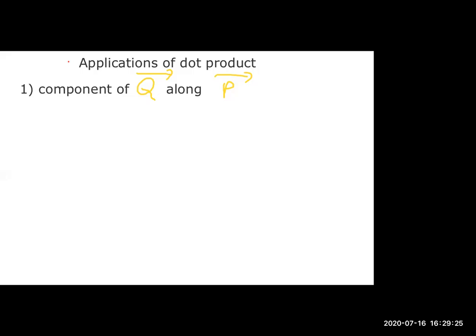Of dot products. First one, component of Q bar along P bar. So here, component of Q bar along P bar means I am taking two vectors here. One vector is P bar like this. The other vector I am taking as Q bar. I told you that they will be inclined with some angle theta. And now my target is resolving Q bar into components.